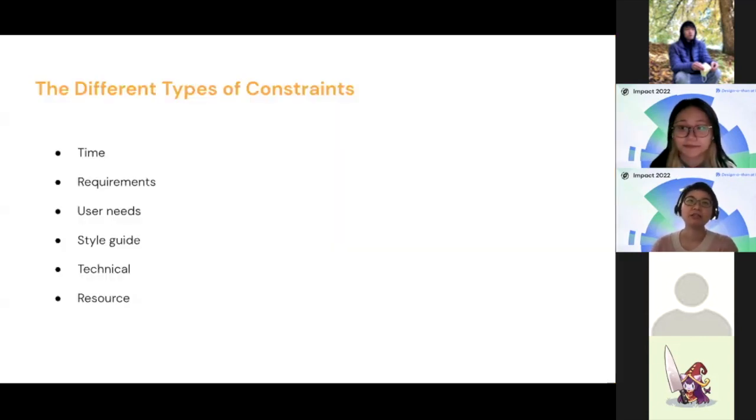As long as you're a designer, there are different things that you need to consider. Now, based on my experience, I have identified 6 different types of common design constraints that you need to think about as a designer: time, requirements, user needs, style guide, technical constraints, resources. I'm going to dive into each of the 6 types a little bit, provide you with some examples under each type, as well as think through how to work with that particular constraint.